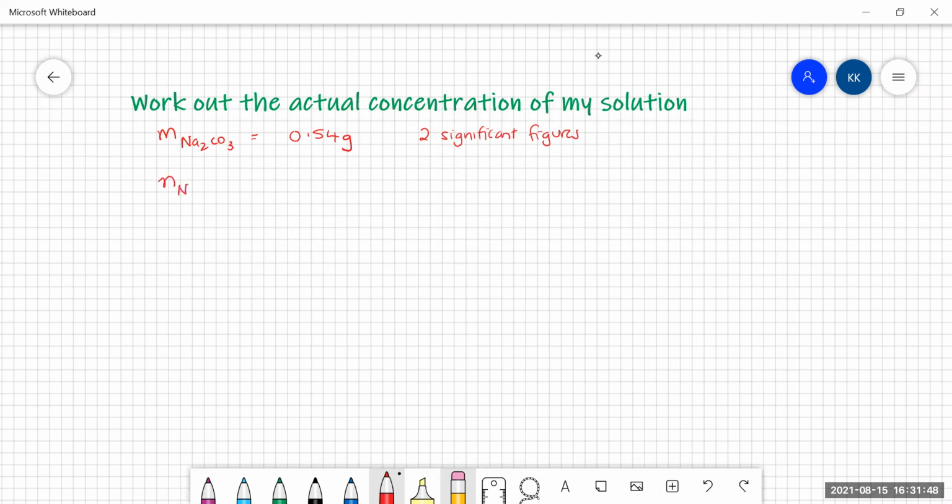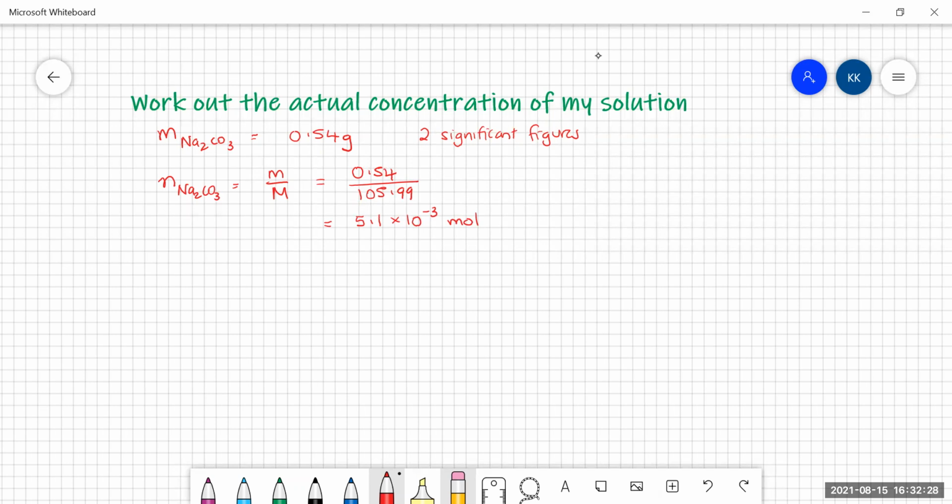So my moles of sodium carbonate, I'm going to do that by mass over molar mass. So 0.54 over 105.99. And when I run that through the calculator, I get 5.1 times 10 to the minus 3 moles. Now that's how many moles of sodium carbonate I tipped into that flask. So I can work out its concentration now because I know the volume of the solution is 100.0 mils.